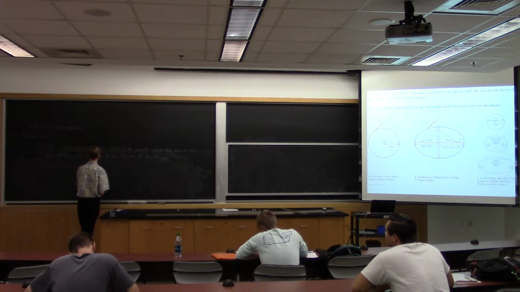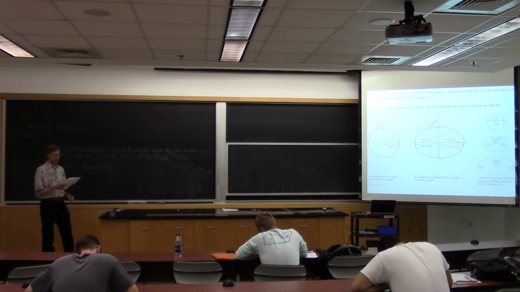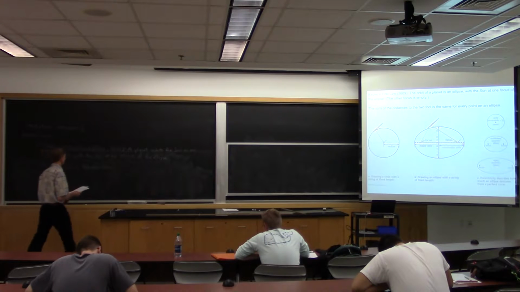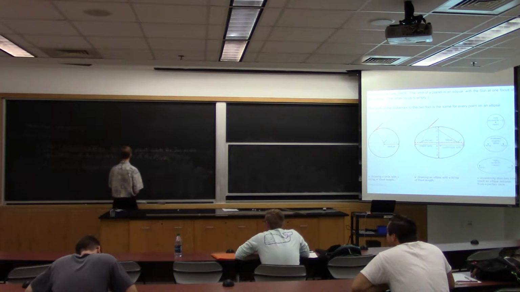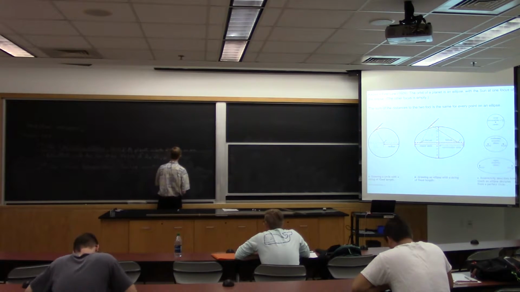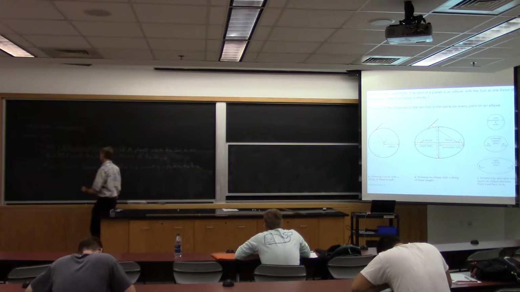The line joining a planet to the sun sweeps out equal areas in equal times. The line connecting a planet to the sun sweeps out equal areas in equal times.